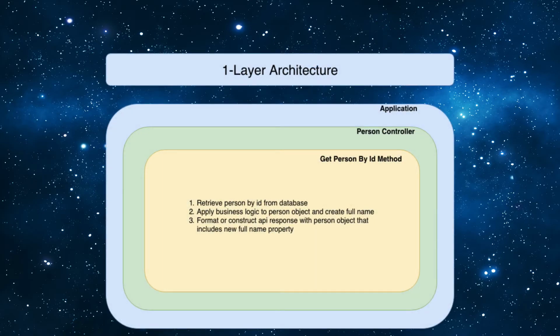So what's the conclusion? Well, a one-layer architecture can have its place in POCs and small personal projects. As you can see, this architecture quickly becomes inadequate as code and business logic increases. It's highly recommended that any application in a professional atmosphere leverages an architecture with more than just one layer.